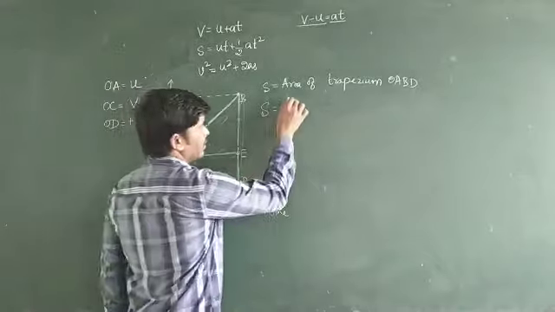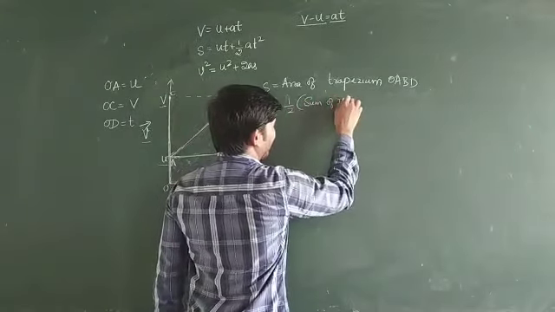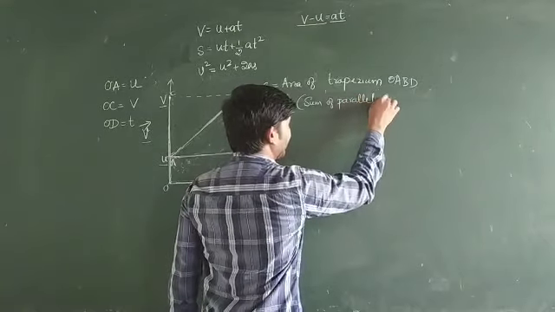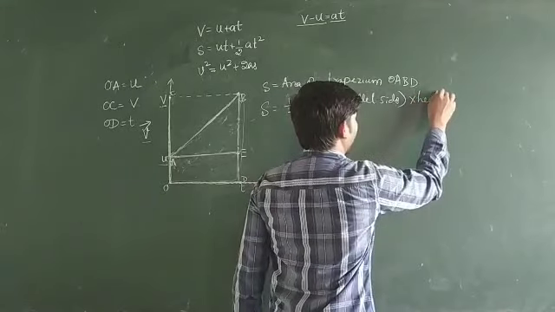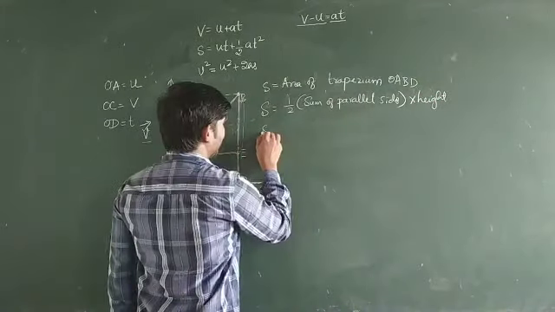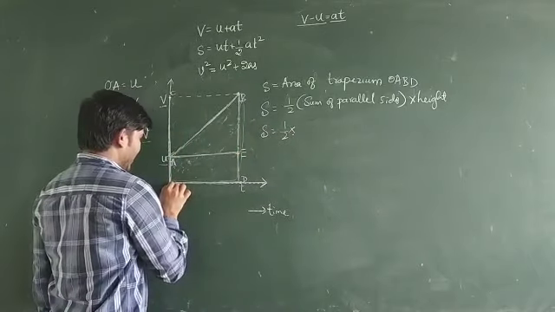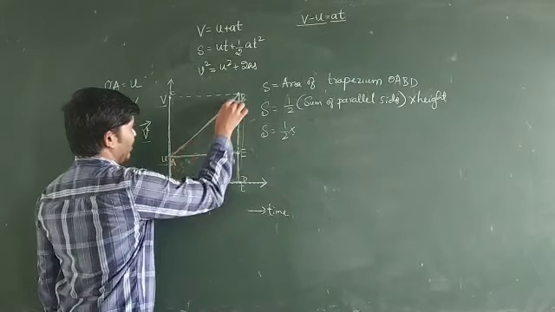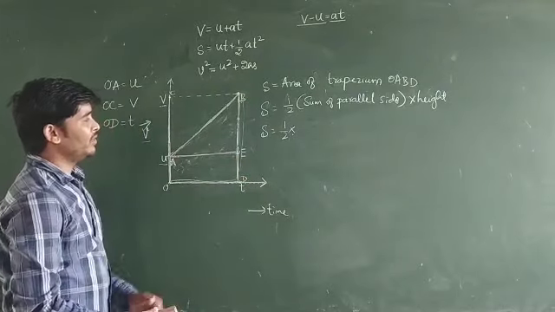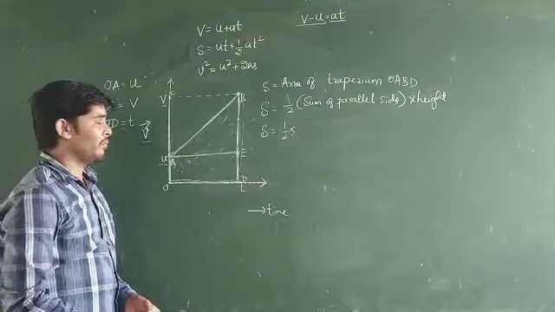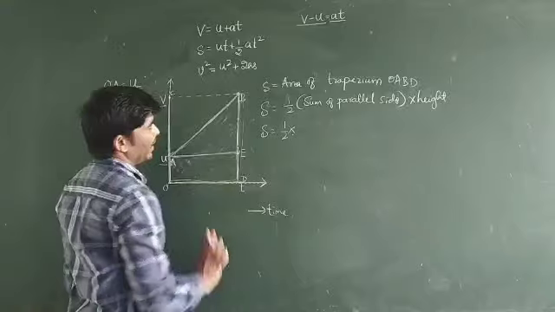You know already, that is half into sum of parallel sides into height. So S is equal to half into. So look at the trapezium OABD. Which two sides are parallel to each other here? So the side OA and the side BD are parallel to each other.